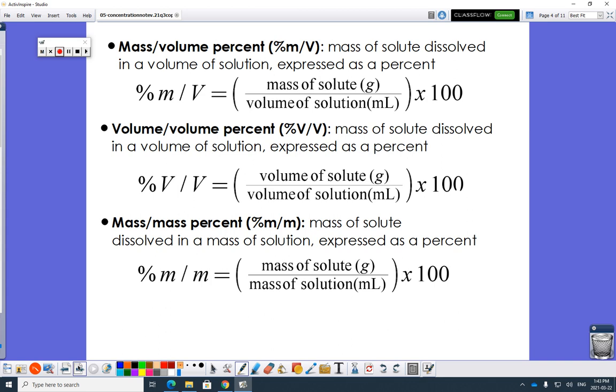A mass volume percent is mass over volume. Volume percent is volume over volume. Mass percent is mass over mass. And it actually doesn't really matter which formula you use because they're all the same thing. The solution is in the bottom. So the bigger number, how much do we want to end up with? And then how much we're trying to dissolve, whether it's a liquid or a solid, goes in the top. And of course, times 100 because it is a percentage.